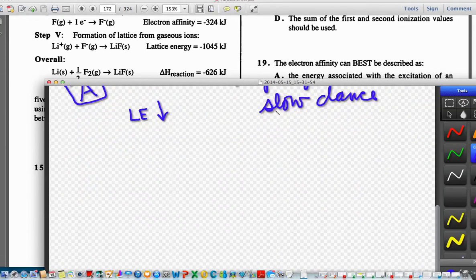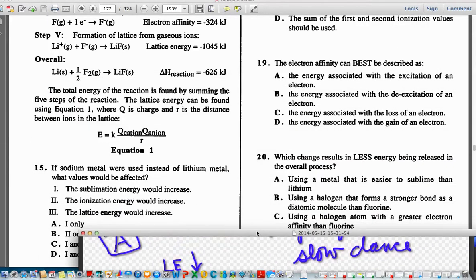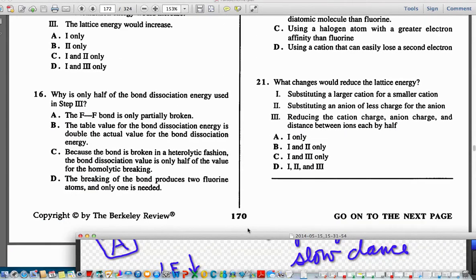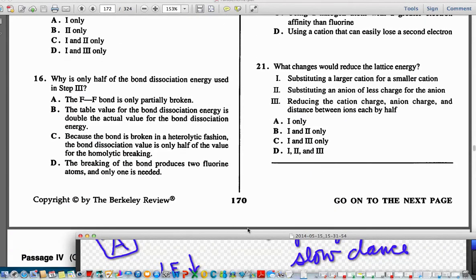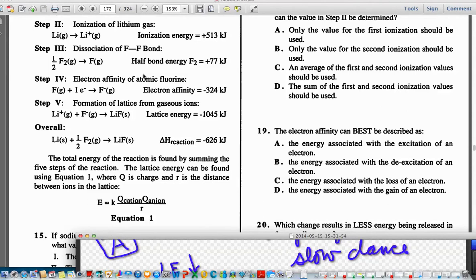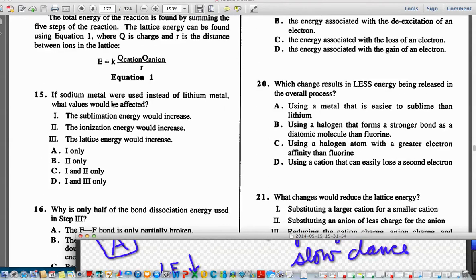All right, number 16. Why is only half of the dissociation energy used in step 3? Probably because you want an F atom. If you have half of an F2 molecule, you have an F atom. Okay.